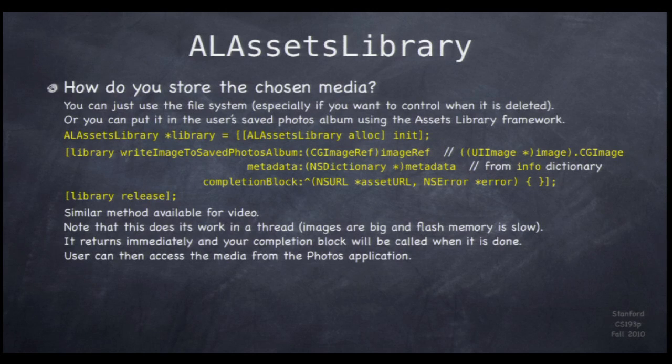So these methods in the library, like write image to saved photos album with the metadata, that's the same metadata you get from that info dictionary, they do the write in a thread, and then they'll call this block when they're done. It can take, you know, two to three seconds sometimes to write a big image out to the file system. And there's a similar write video to saved photo album as well. And also, you can look in the saved photo album and find assets that are there. Okay, so that's a simple class.